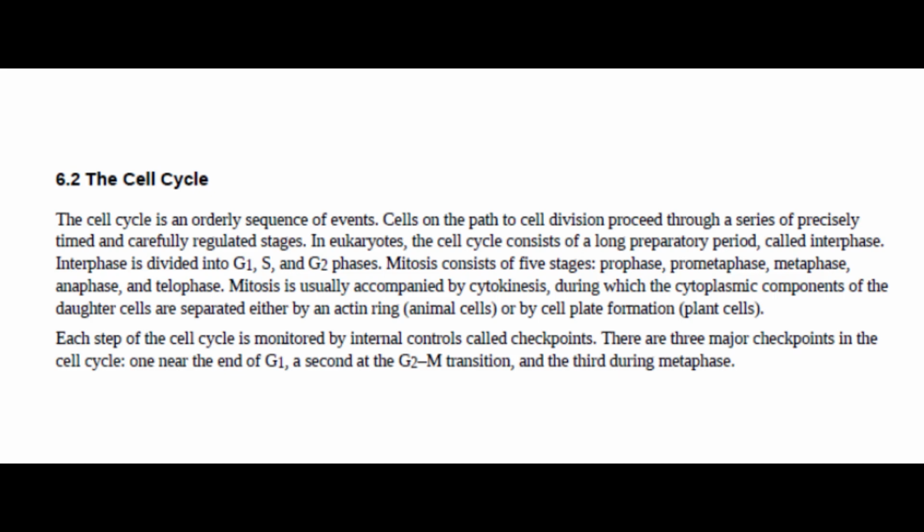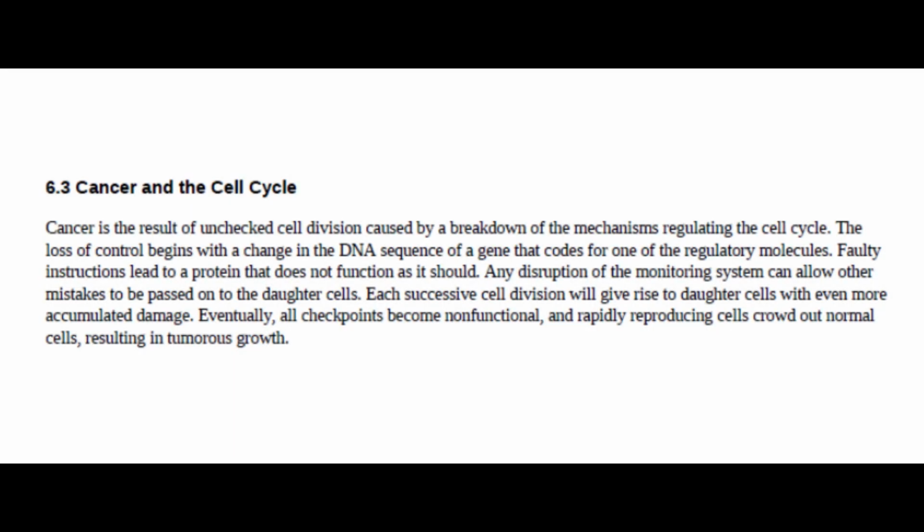Each step of the cell cycle is monitored by internal controls called checkpoints. There are 3 major checkpoints in the cell cycle: one near the end of G1, a second at the G2 to M transition, and the third during metaphase. Section 6.3. Cancer and the cell cycle.